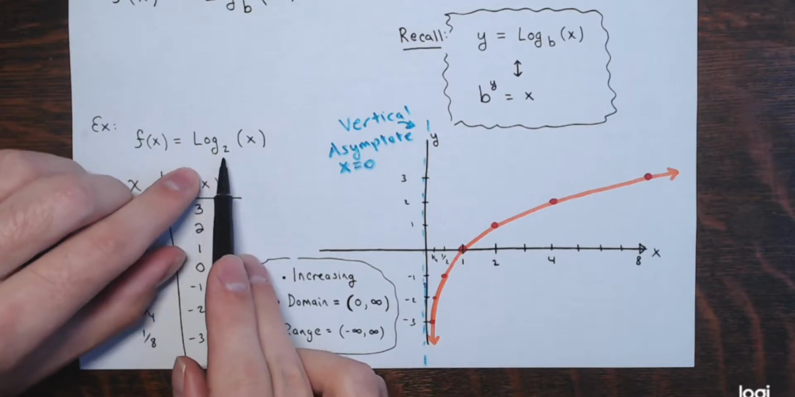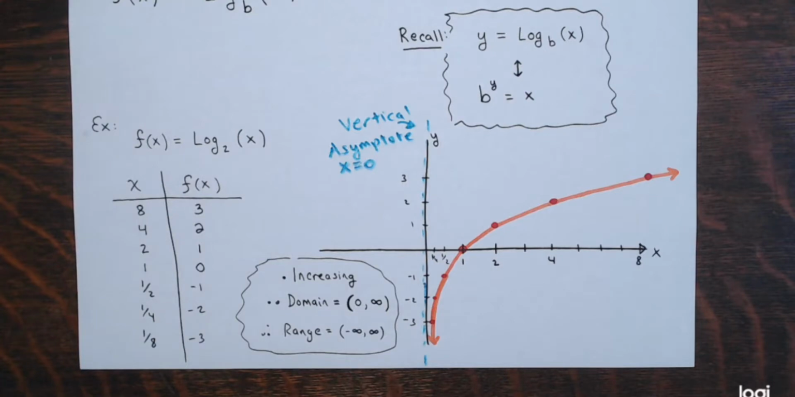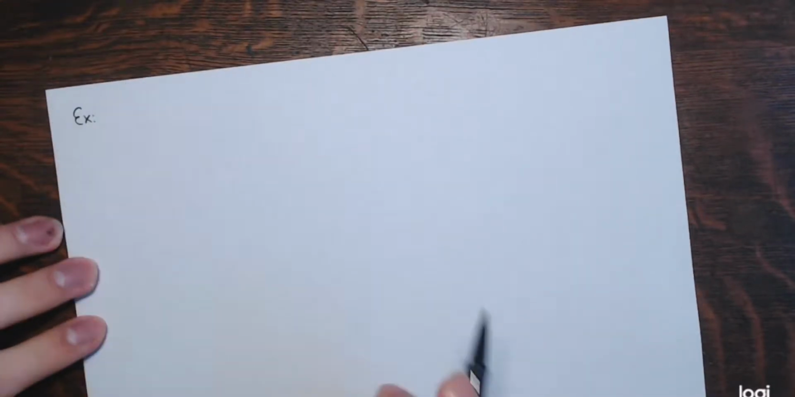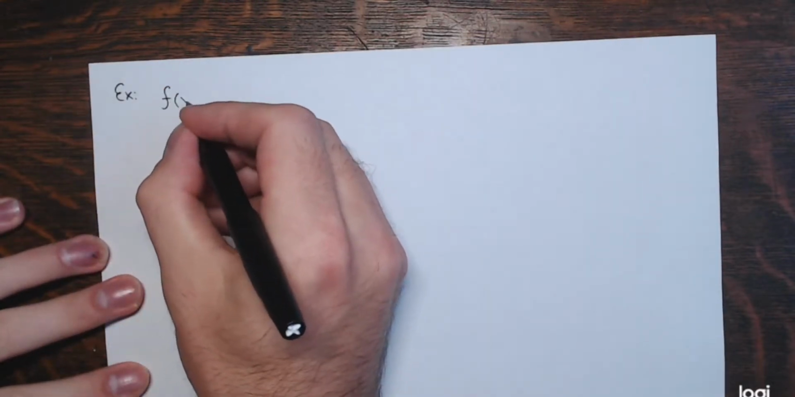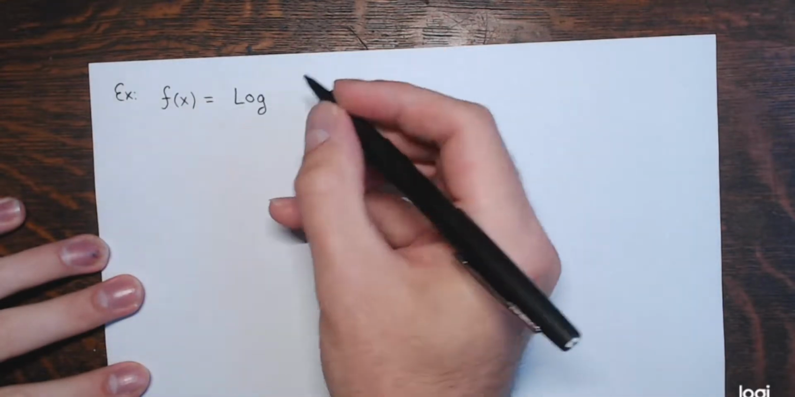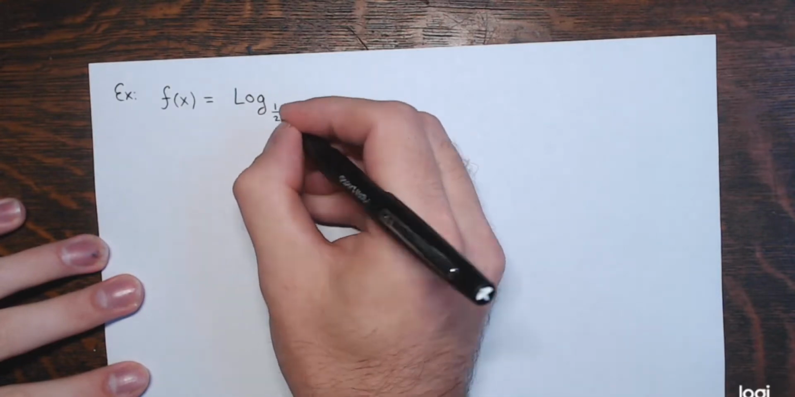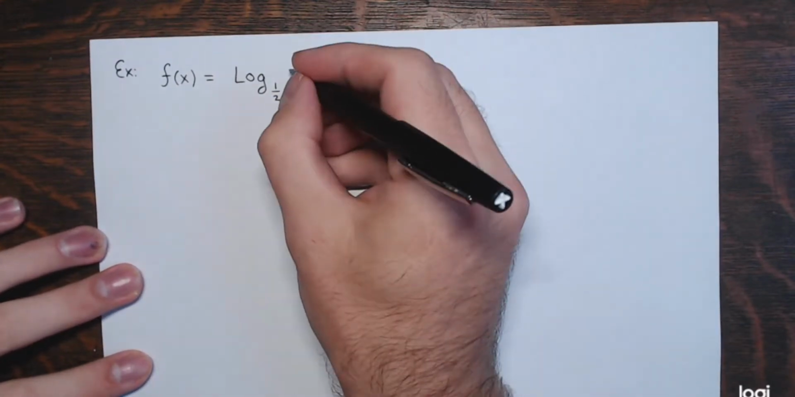Now what if the base were less than 1? Let me show you another example. So another example of a basic logarithmic function. Say f of x equals log, and then I'll have a base of less than 1. So instead of base 2, I'll just flip that around, make it base 1/2. Log base 1/2 of x.